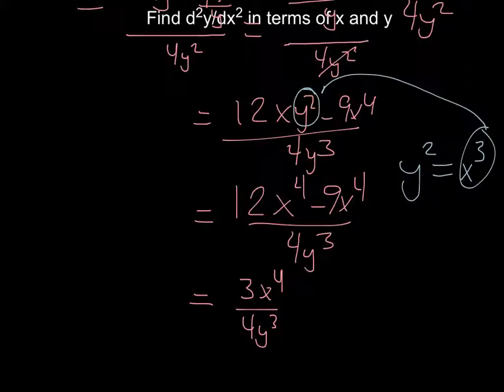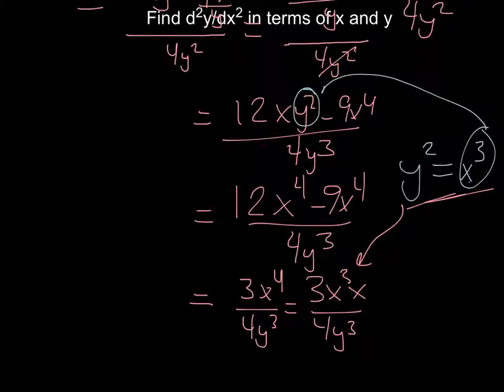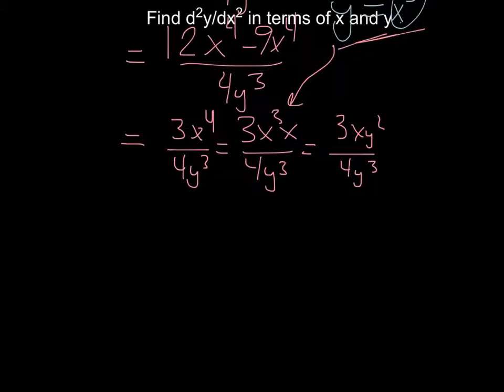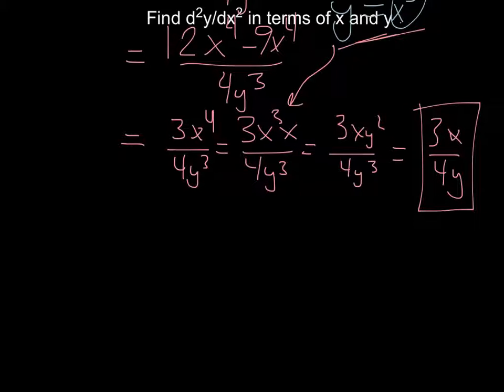Now, I don't have exactly this piece over here, but I do have it on some level. And the substitution I can make then is 3x cubed times x over 4y cubed. Now I have x cubed. I can plug in y squared here, 3xy squared over 4y cubed, which is going to equal 3x over 4y. And that is our final answer.